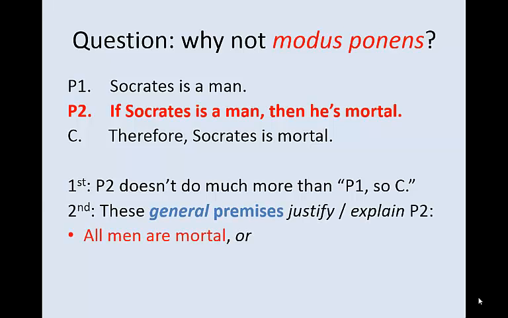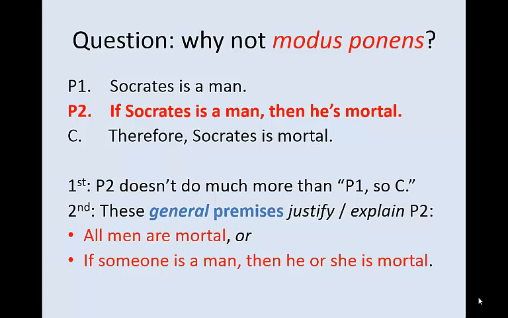Second, and more importantly, suppose somebody asks, well, all right, so you tell me if Socrates is a man, then he's mortal. Why should I believe that if Socrates is a man, then he's mortal? Well, it seems like these general premises are good answers to that question. These general premises justify or explain premise 2 above.